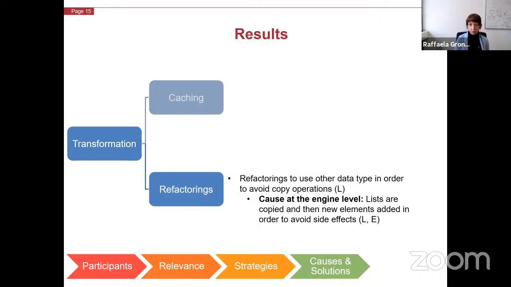Another way to solve performance issues is the usage of refactorings. For some data types, some transformation engines try to avoid side effects by copying whole lists and then adding a new element. And these copy operations inside the engine can be really, really expensive. One can avoid these copy operations if one changes the data type. But here again, you not only have to manually change your transformation script and change the data type, you also need the knowledge to know which data type is better suited for your issue.